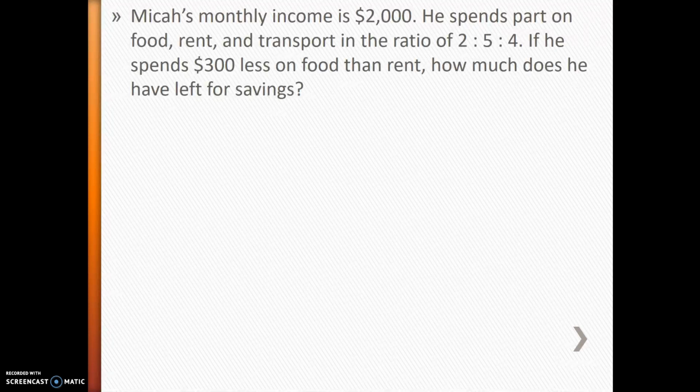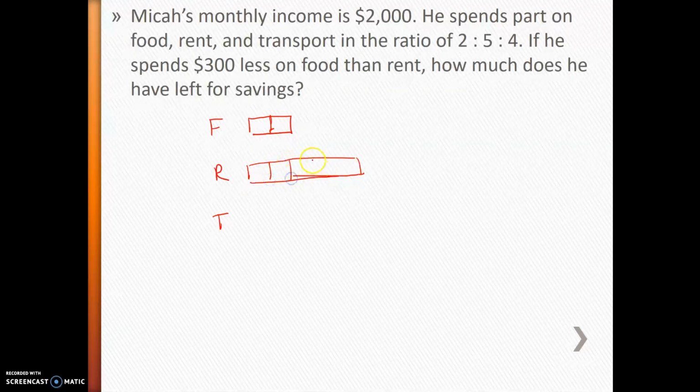All right. So Micah earns $2,000 a month. He spends part on food, rent, and transportation in the ratio of 2 to 5 to 4. If he spends $300 less on food than rent, how much does he have left for savings? Okay, well, since he's got 3 more units of rent than food, those 3 units must equal $300.